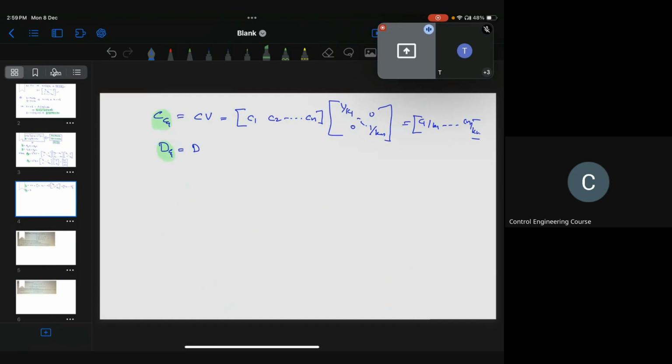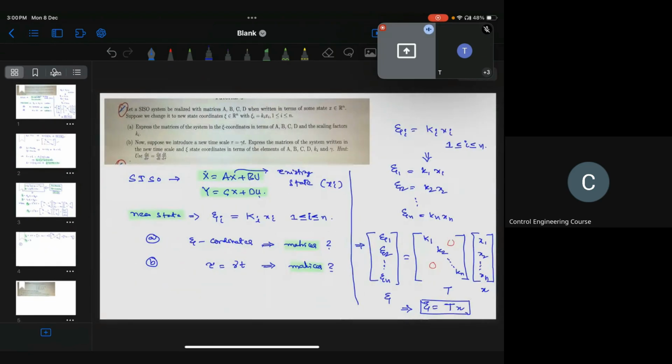Any doubt or query in this? So here we saw how we have transformed the matrices to the new state variables. Okay. So that is our first question. Second question is, let's go back and see the second question.